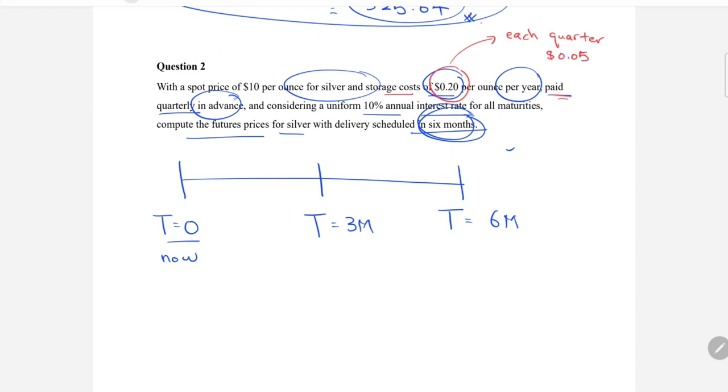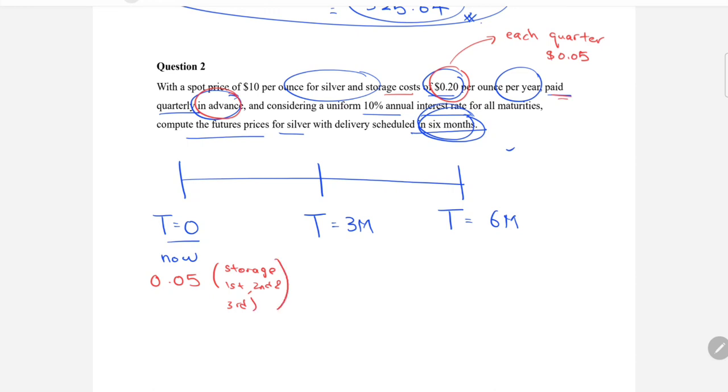And they mention that you pay in advance. That means before you store this thing in a warehouse, you have to pay already. So just imagine now you have to pay first the 0.05, and this 0.05 is the storage cost for what? For the first month, second month, and the third month, right?